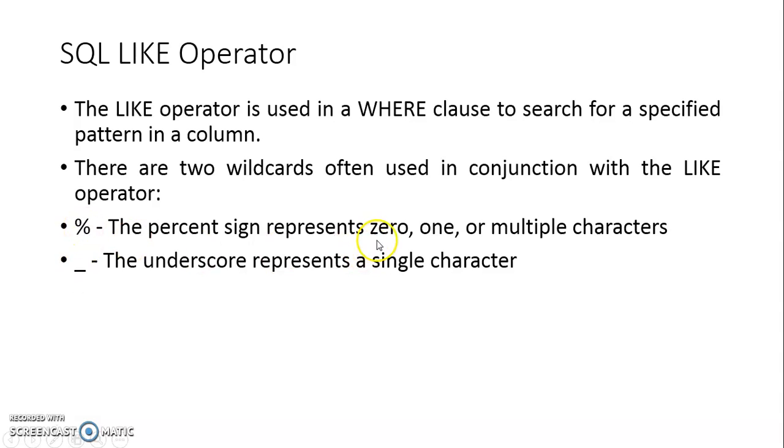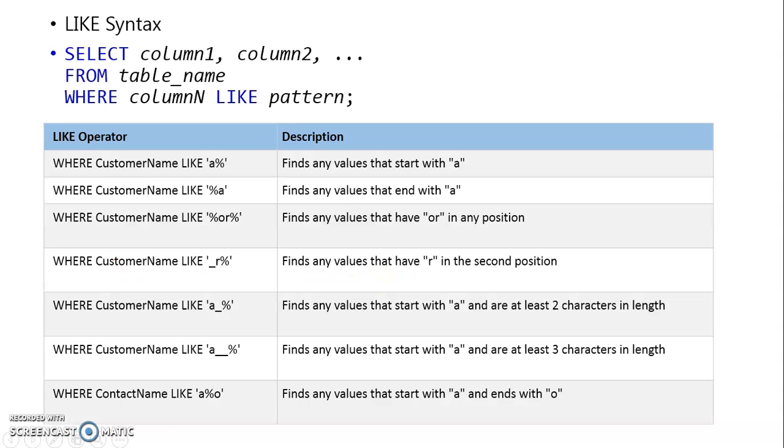Now % represents 0, 1 or multiple characters. Again I repeat, % represents 0, 1 or multiple characters. Underscore represents only a single character. Here we will see the example directly. The syntax is SELECT column name FROM table name WHERE column LIKE pattern.